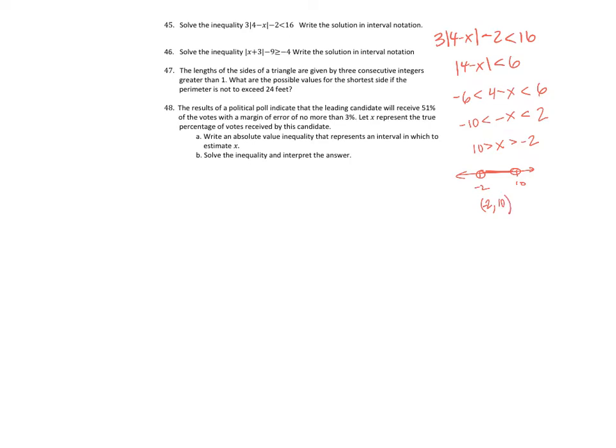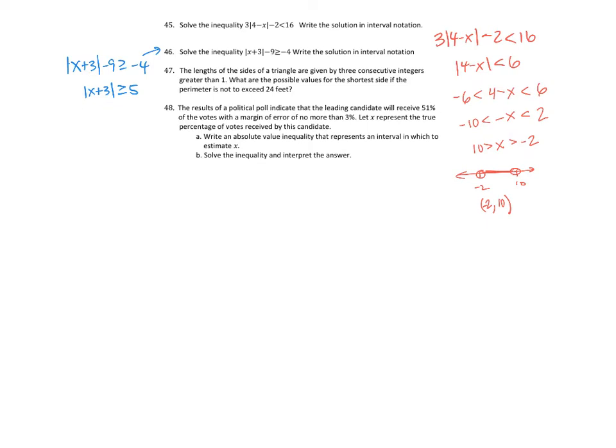For the next one, 46, I'm asked to solve this inequality. Absolute value of x plus 3 minus 9 is greater than or equal to negative 4. So I'm going to add 9 to both sides. I get absolute value of x plus 3 is greater than or equal to 5. And so then from that, I can split that up into two things.